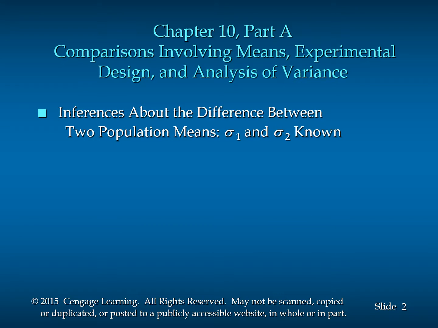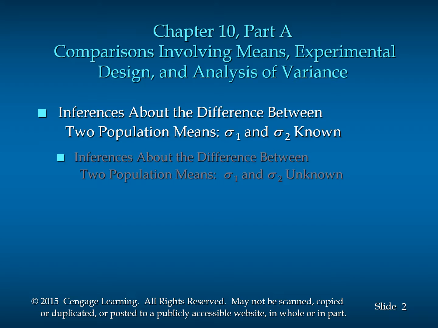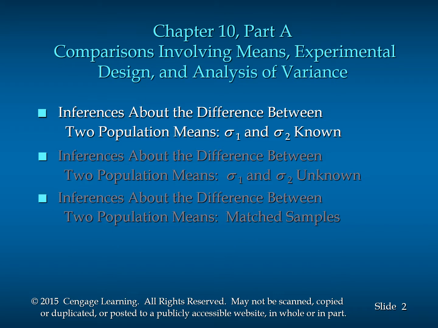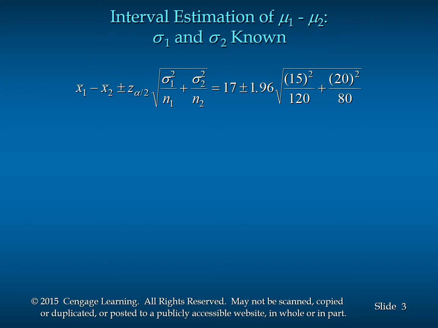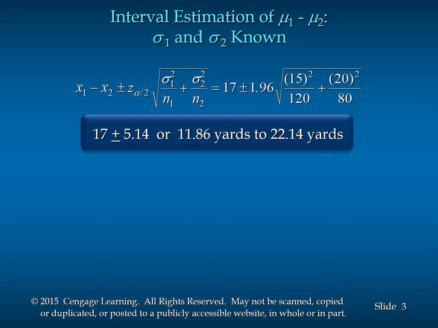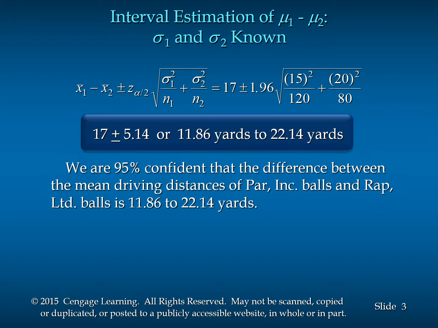Let's explore further how to do hypothesis testing for two population means. Let's remember the conclusion from the last example. We created a confidence interval around which we were 95% confident that the difference between the two population means would lie.